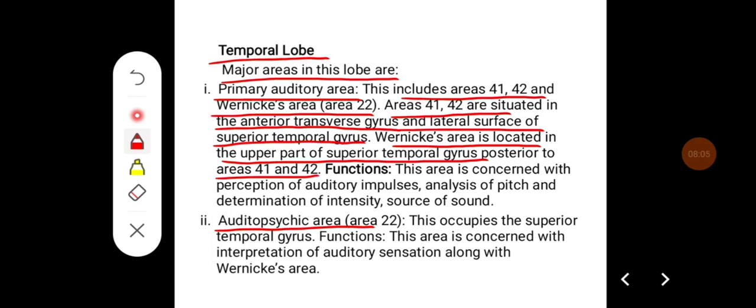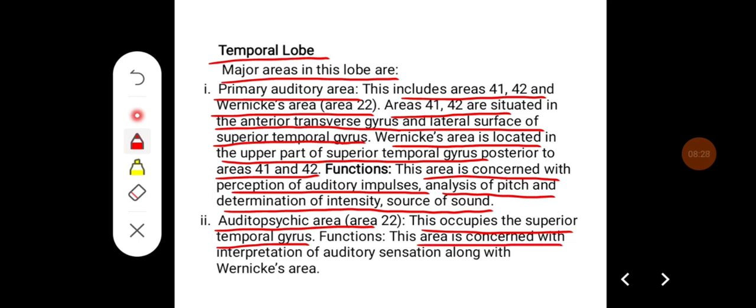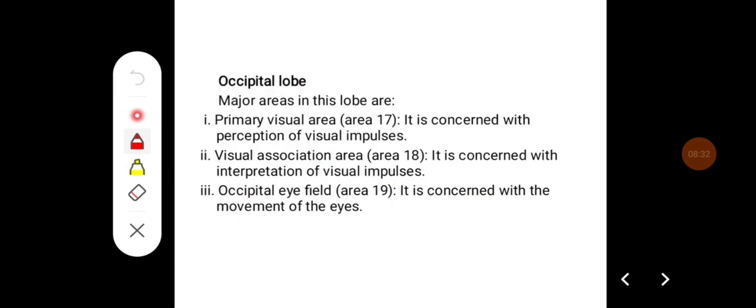The function of primary auditory area is that it is concerned with perception of auditory impulses, analysis of pitch and determination of intensity and source of the sound. Audiopsychic area, that is area 22, occupies the superior temporal gyrus, and this area is concerned with the interpretation of auditory sensation along with Wernicke's area.